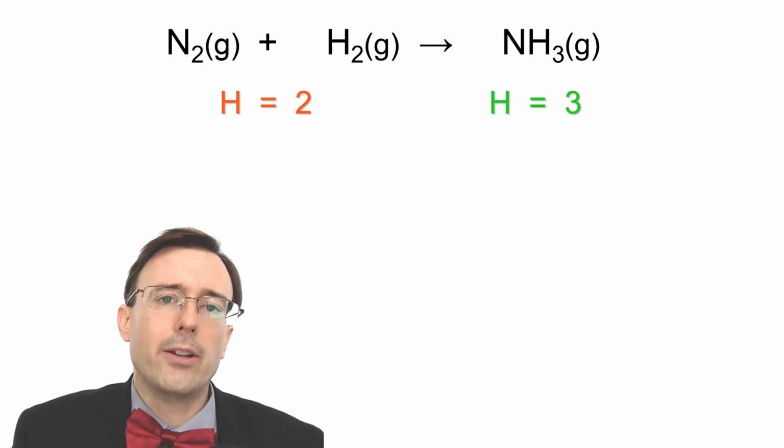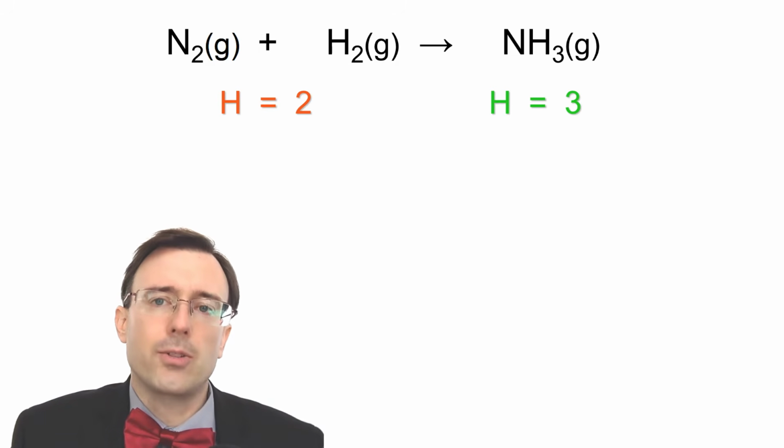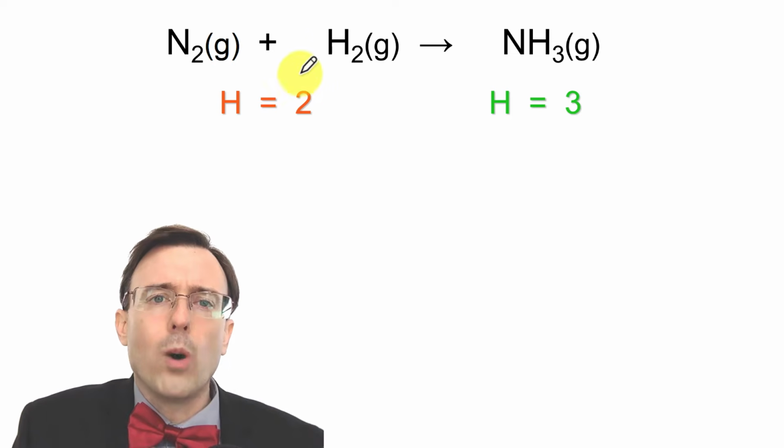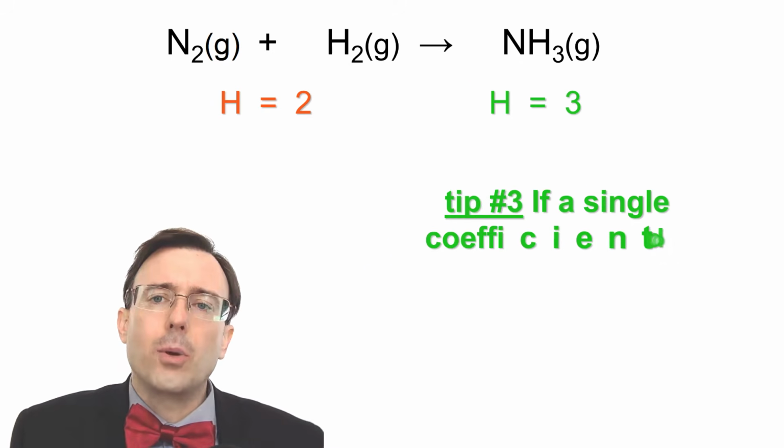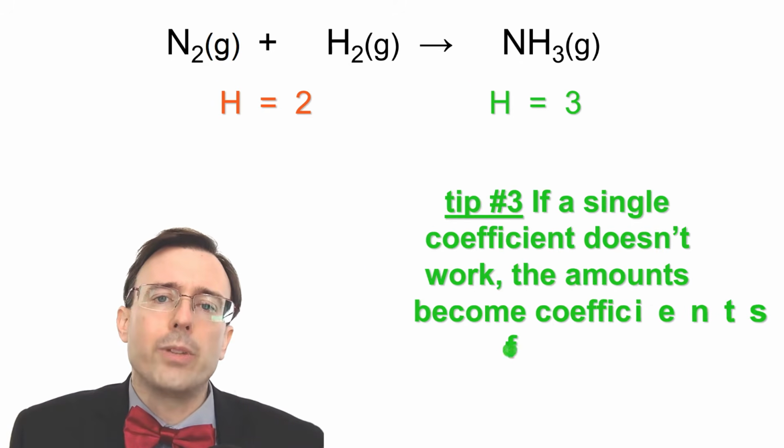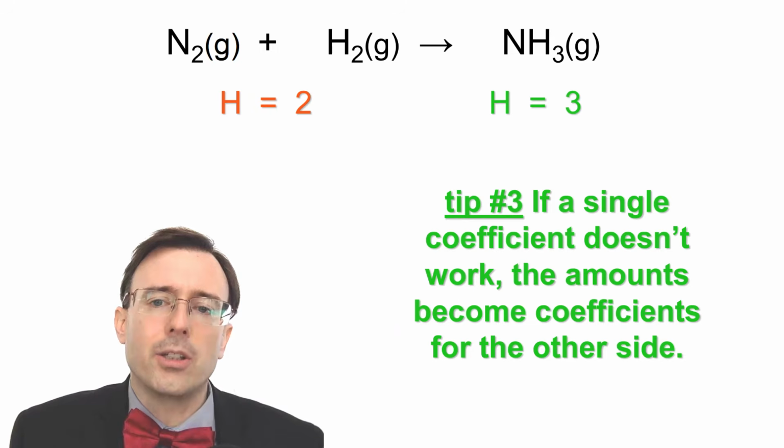Notice that we have 2 hydrogens on the left side and 3 hydrogens on the right side. So at first, this might seem to be a bit challenging. What do you do when you have 2 on one side and 3 on the other side? There's no one single coefficient that we could add here or here that's going to balance the reaction. So if a single coefficient will not balance that chemical reaction, the amounts themselves become the coefficients for the other side. What do I mean by that?